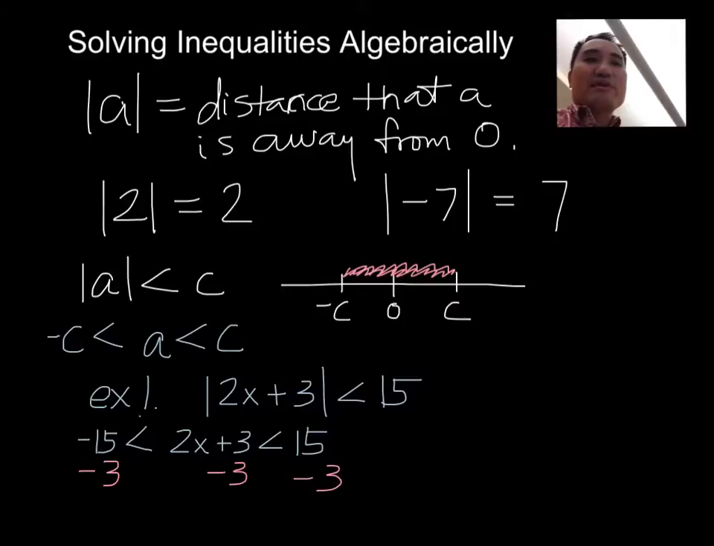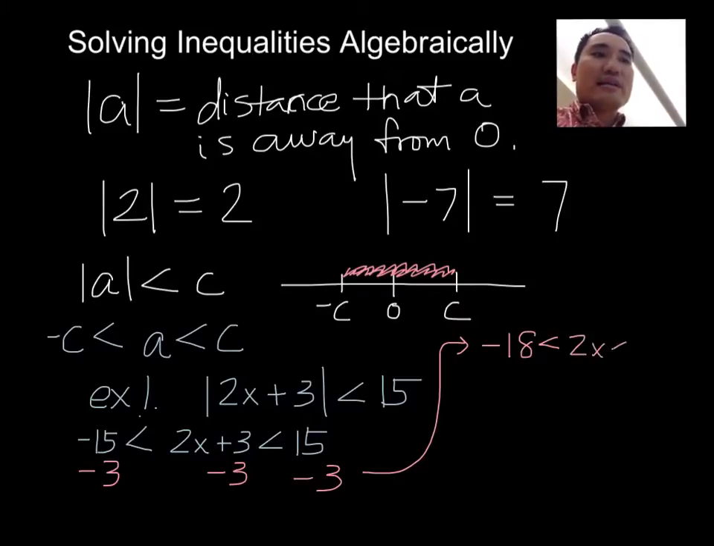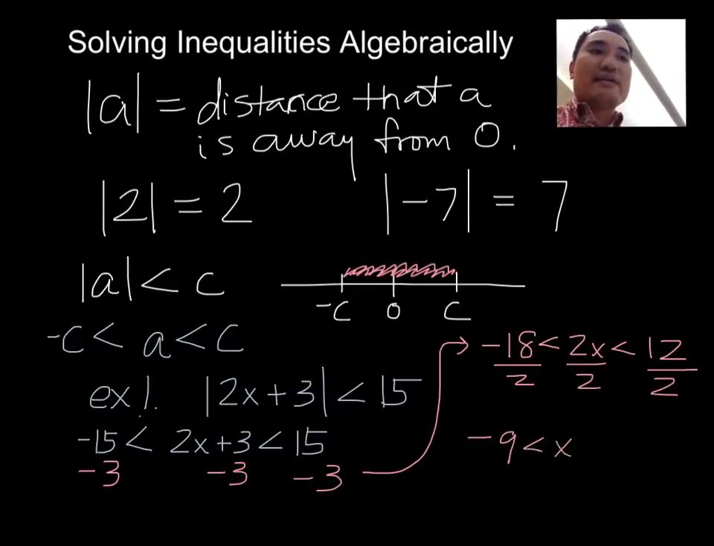So we subtract 3 on every term, and what we end up getting, and I'm going to move it over here, is negative 18 is less than 2x is less than 12. Then the last thing that remains to be done is to divide everything by 2. So your final answer is negative 9 is less than x is less than 6.